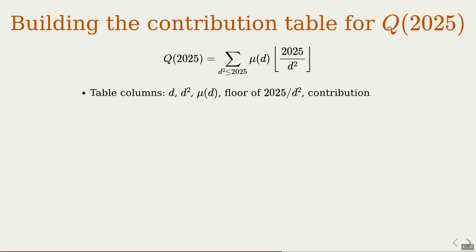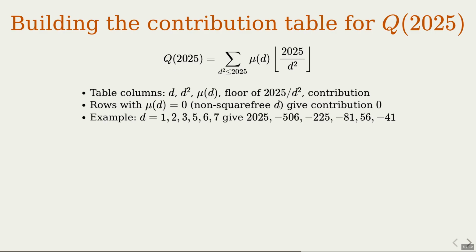For each d, we record its square, its Möbius value, the floor of 2025 divided by that square, and then their product, which is the contribution to Q. So the 16 non-squarefree d values become blank rows, since multiplying by 0 leaves the total unchanged.